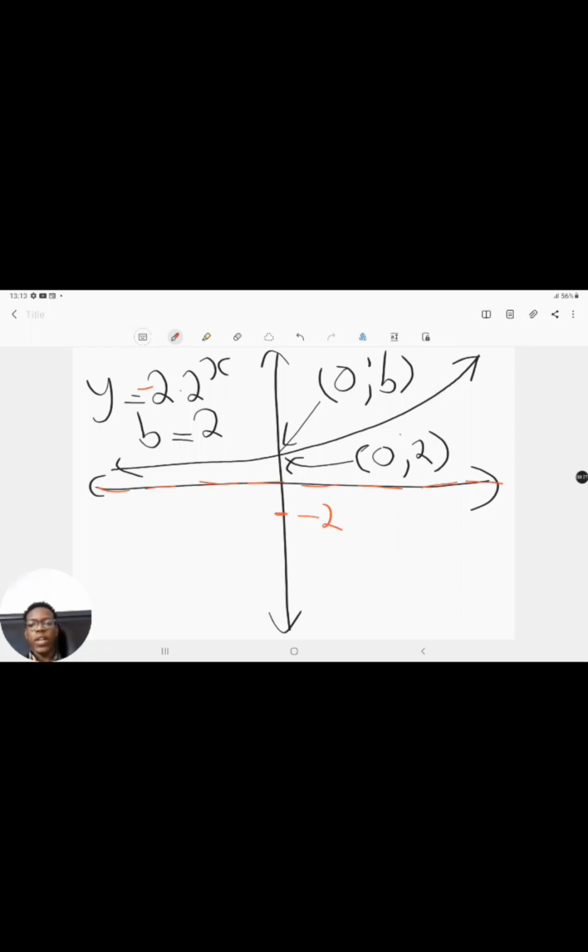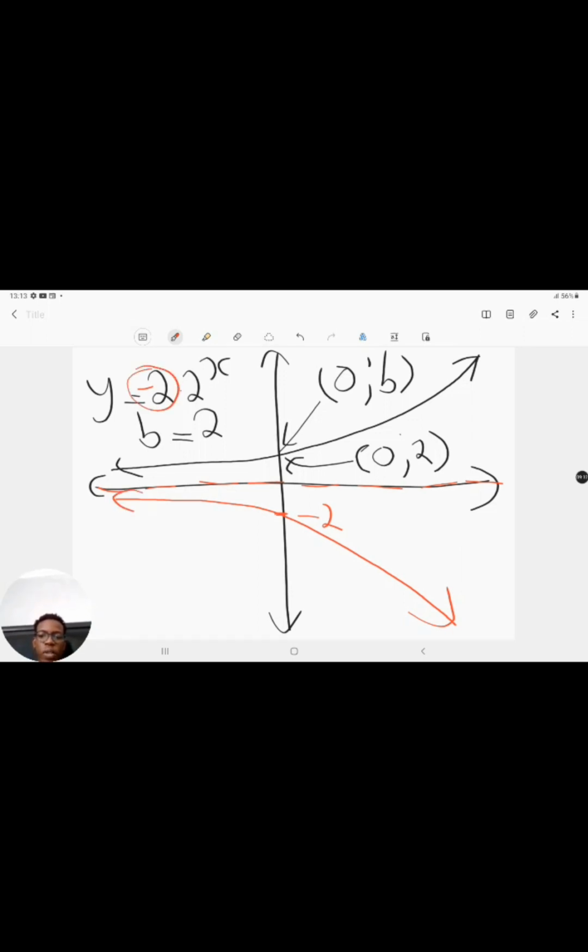Then how will this graph look? Well, this graph has to keep the same behavior. What do I mean by the same behavior? Moving towards the left, it's got to approach your asymptote just like it did up here. Moving to the right, it's got to move away from your asymptote, and it's got to move away at an accelerated rate. So what will our graph look like? Well, my graph will look like that.